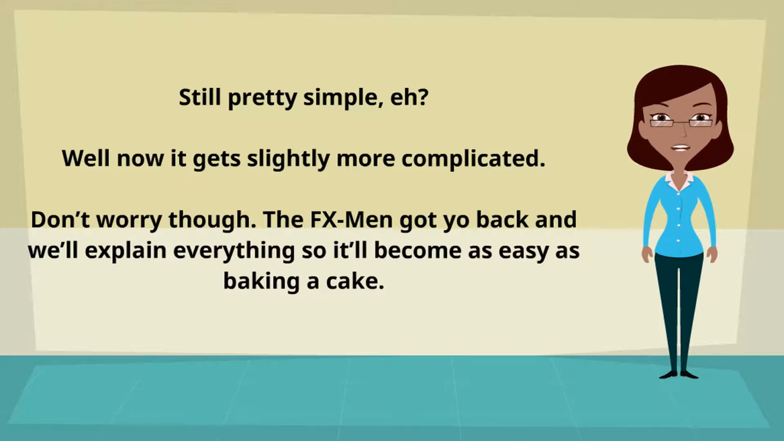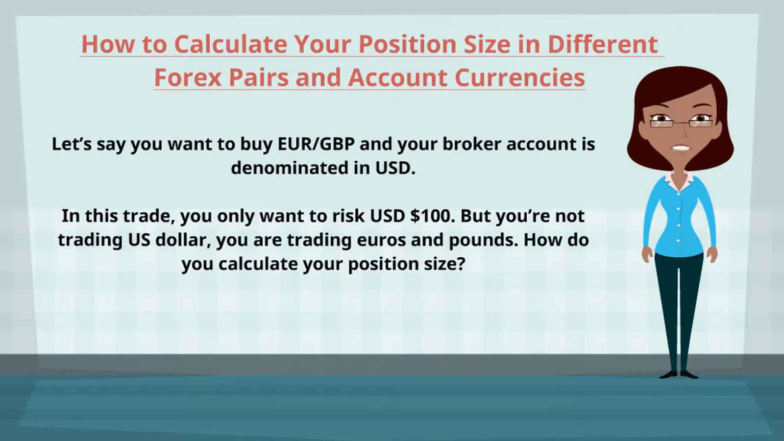Don't worry though. The FX men got you back and we'll explain everything so it'll become as easy as baking a cake. Now let me explain how to calculate your position size in different forex pairs and account currencies. Let's say you want to buy euro to pound sterling and your broker account is denominated in USD. In this trade, you only want to risk USD $100. But you're not trading US dollar, you are trading euros and pounds.